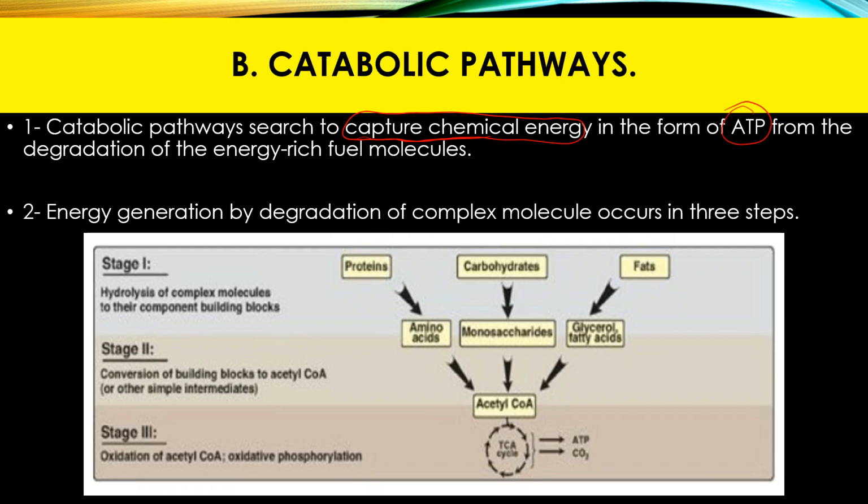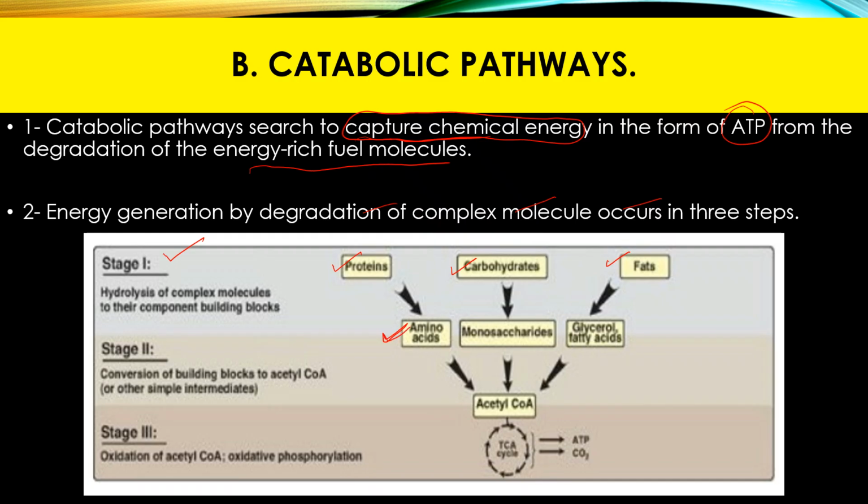comes from the degradation or a catabolic pathway of a molecule, and the molecule must be an energy-rich molecule. Energy generated by the degradation of the molecule occurs in 3 steps. Here, students, you can see the degradation or catabolic reaction takes place in 3 stages. In step 1, the complex molecules such as proteins, carbohydrates and fats are converted into or degraded into their simple monomers.